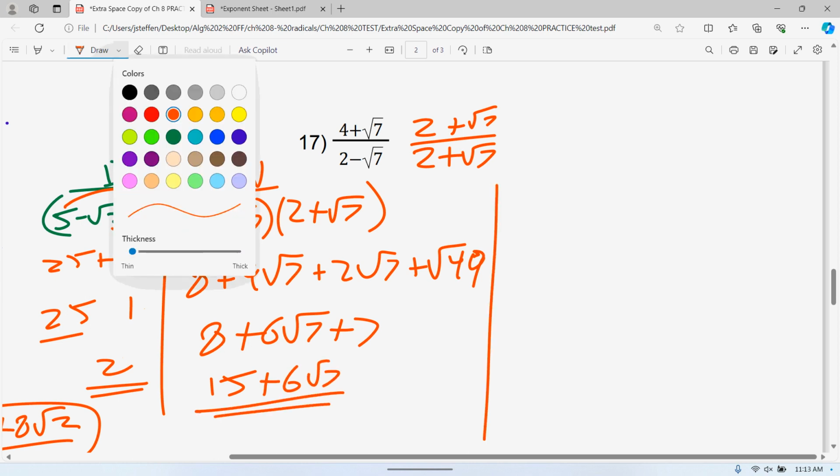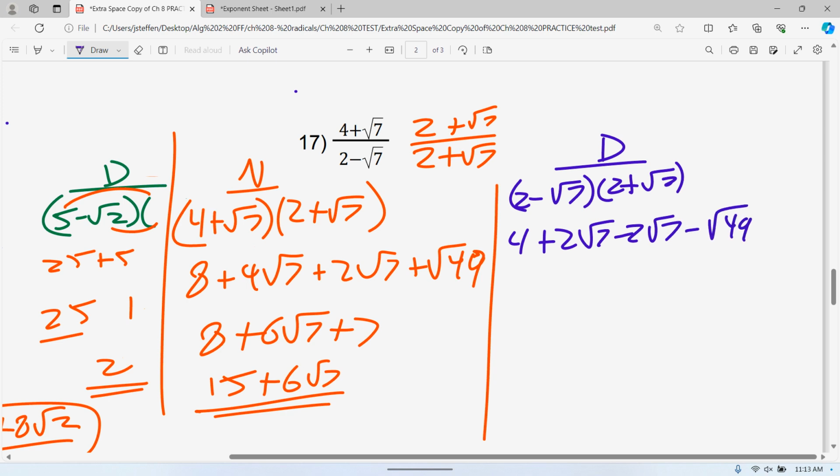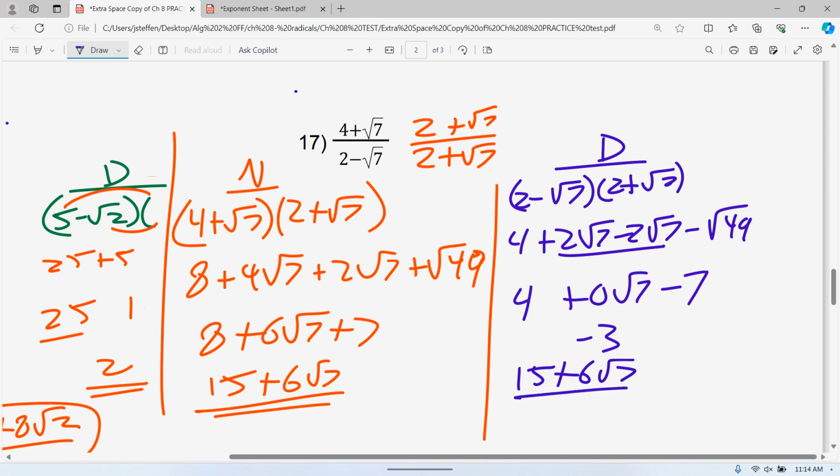Your denominator is root 7 times 2 plus root 7. So that's 4. 2 times root 7 is 2 root 7. Negative root 7 times 2 is negative 2 root 7. And negative root 7 times positive root 7 is negative root 49. So we have 4. These cancel. So if you want to put 0 root 7, you can. You don't have to. 4 minus 7 is negative 3. So your final answer, 15 plus 6 root 7 over negative 3.